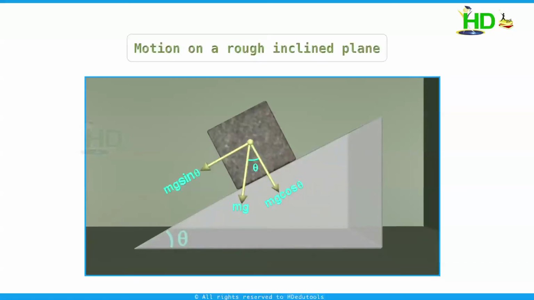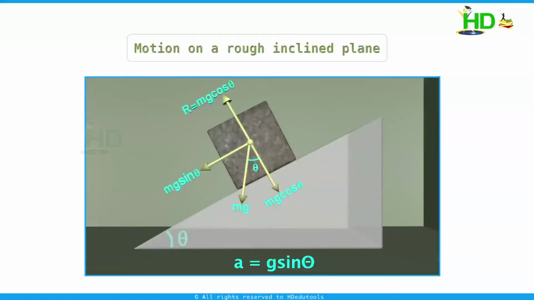The normal reaction acting on the mass is opposite to this, which is nothing but mg cos theta. The component mg sin theta is parallel to the surface, and this is the component which helps the body to move down. If there is no friction, we can simply say the body can slide with the force mg sin theta and the acceleration is g sin theta. If the surface is rough, the frictional force is acting.